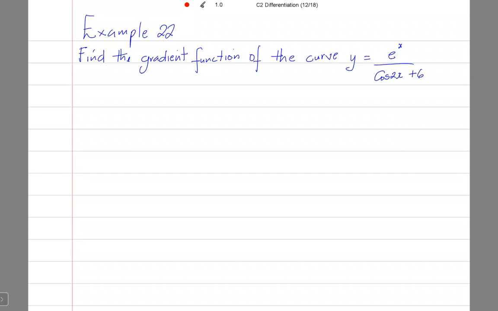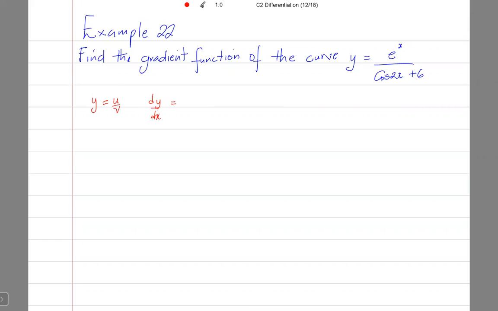All right, so let's do example 22. We're asked to find the gradient function of the curve, and everybody should know that the gradient function is the first derivative. This is a quotient, so we're going to use quotient rule, which says that if y is equal to u over v, dy by dx would be equal to.